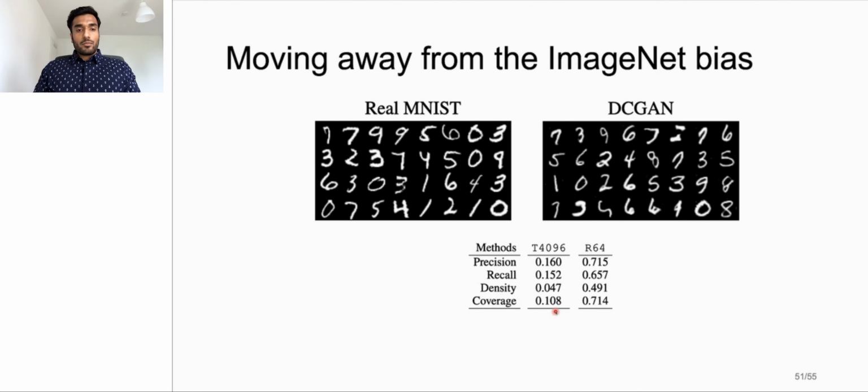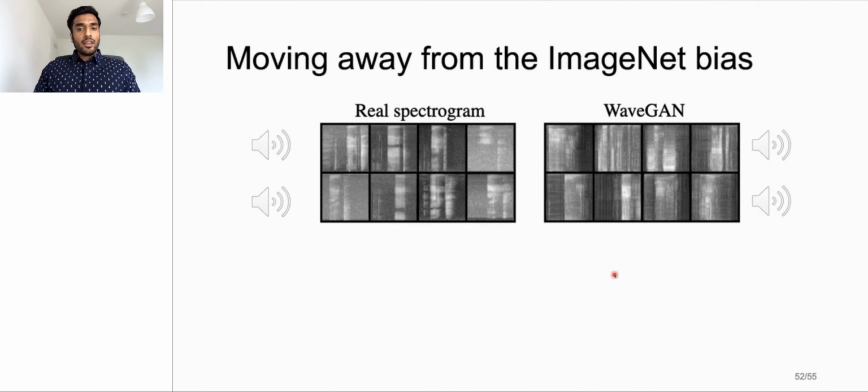Let's move away from images to sound generation. In this example, we use a baseline WaveGAN for sound generation. This is trained on a dataset which is similar to MNIST and consists of digits from 0 to 9. The real samples sound something like: 8, 5, and the fake samples sound something like: 3, 6.